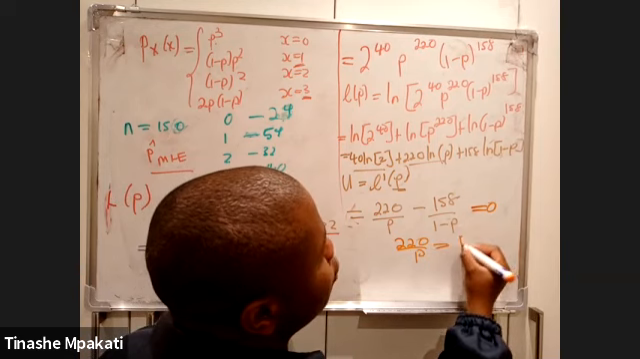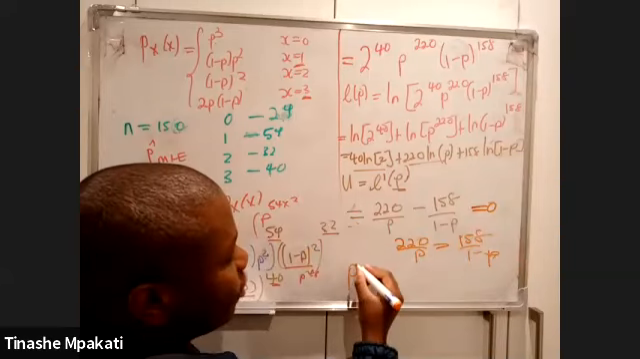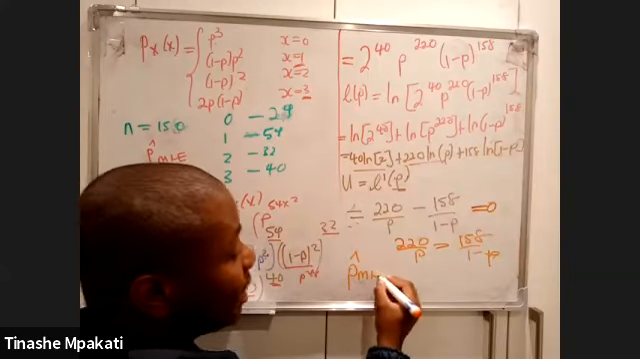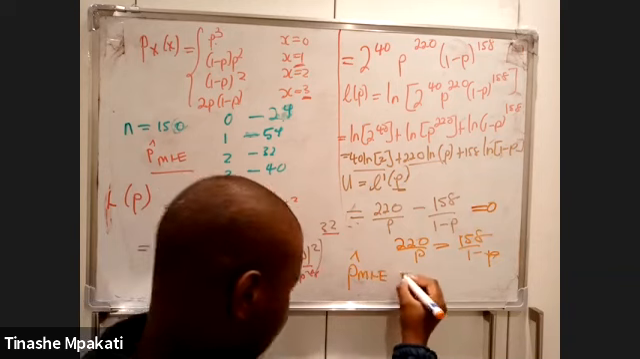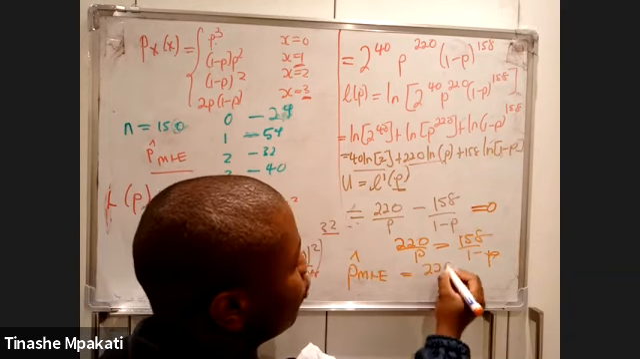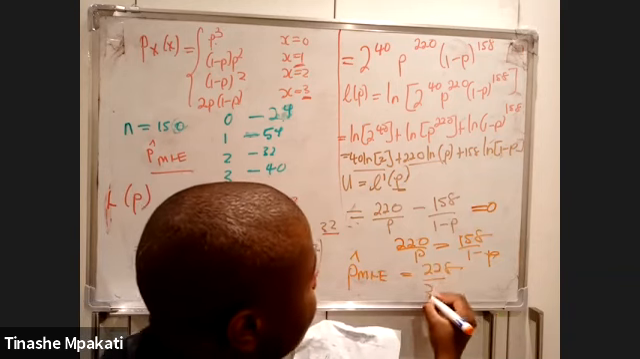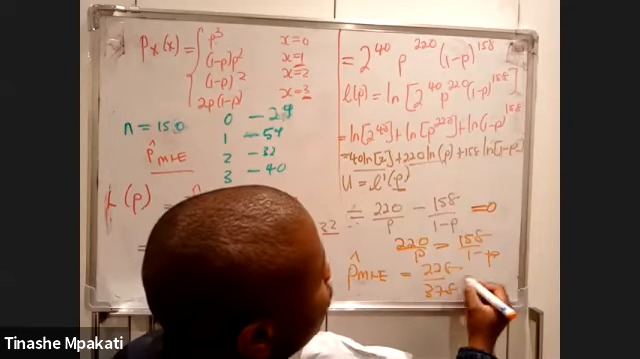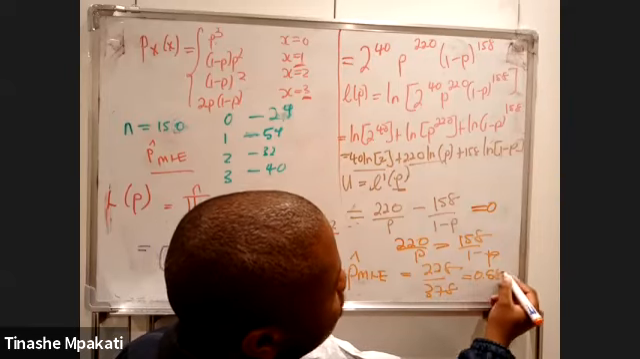Why? So that we can now substitute, solve and have a formula: 220 over p being equal to 158 over 1 minus p. All we have to do here is solve for p by making it the subject of the formula. If you work through this, you would find that your p, which is the maximum likelihood estimate in this case, is simply equal to 220 divided by 378, which you get as 0.582.